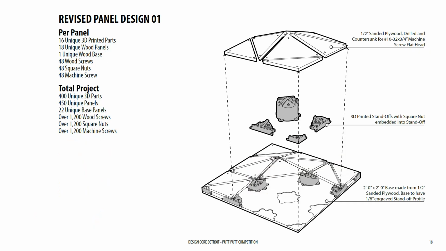And this is just a quick blow-up of how our updated panels will start to look, how we start to have these wing connections that fit right into it. We're also going to screw them right down. There are a lot of parts to these little panels. We're looking at almost 1,200 machine screws and 400 unique 3D prints.